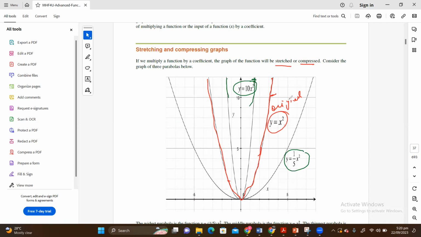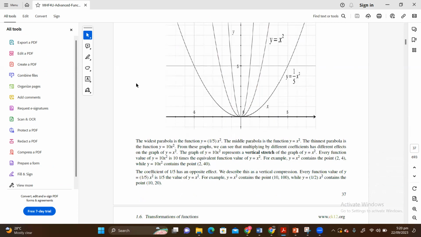So what we can observe is, if we multiply a graph with a whole number, it is going to be compressed, and if we are dividing with a whole number, it is going to be stretched. Understand? The widest parabola is the function y is equal to 1 by 5 x squared, the last one. The middle parabola is y is equal to x squared. The thinnest parabola is y is equal to 10x squared.